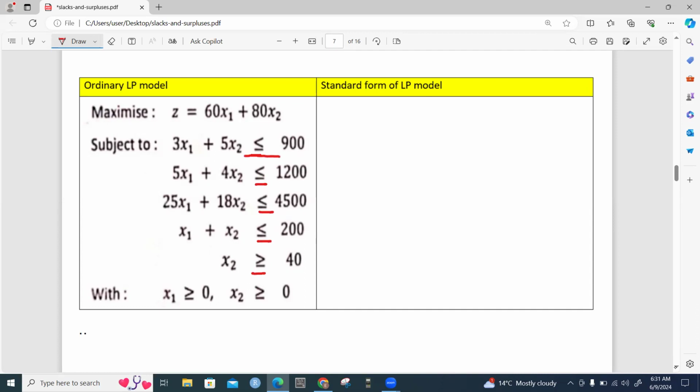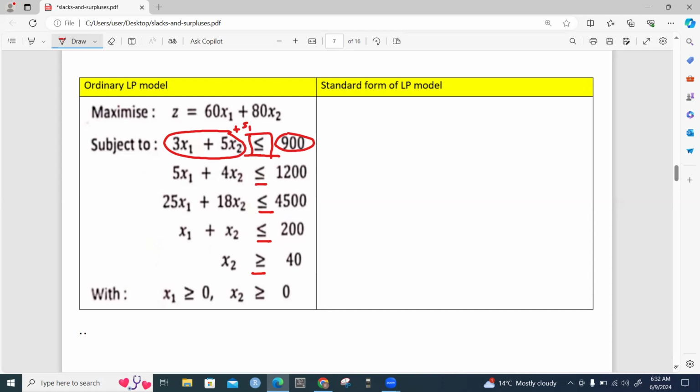For the first constraint, labor hours, we are talking of having an inequality of less than or equal to type. That means whatever is on the left is less than whatever is on the right, or equal to. And so to change this inequality to an equal sign, I must add some quantity on the left-hand side. And that's what I'll call S1.